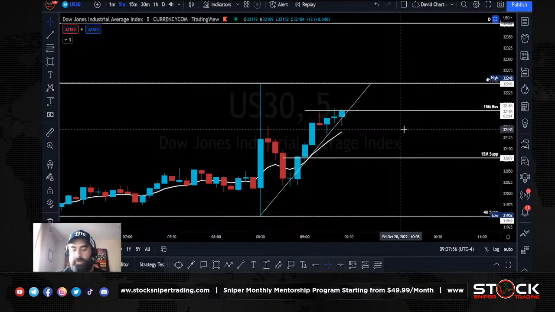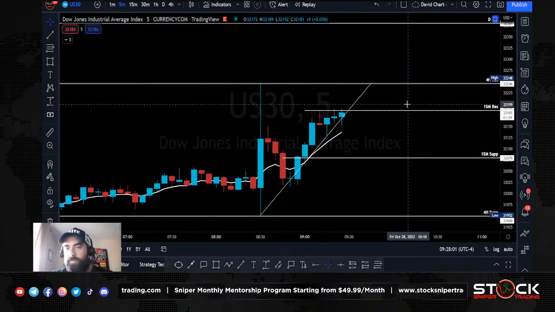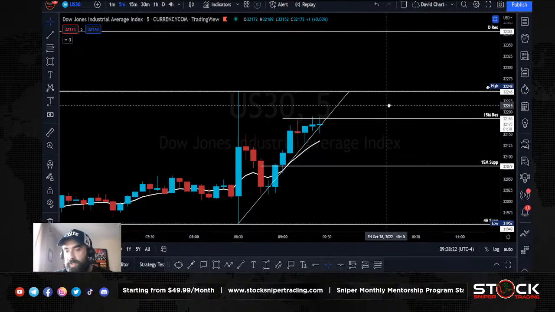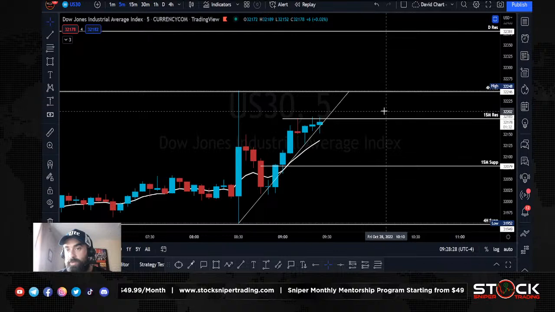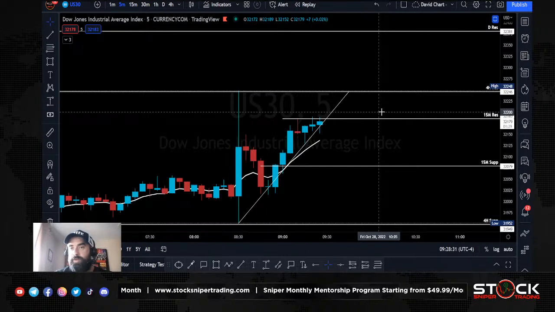Okay, let's see if we're going to get that wick fill, guys. All right. A lot of rejection here. Let's see if we're going to get that continuation, though. If this thing pushes, guys, we're going to have a nice rocket here for sure. Maybe to 32350.